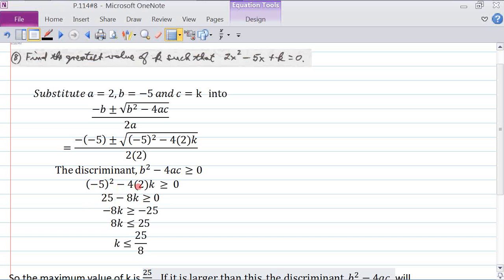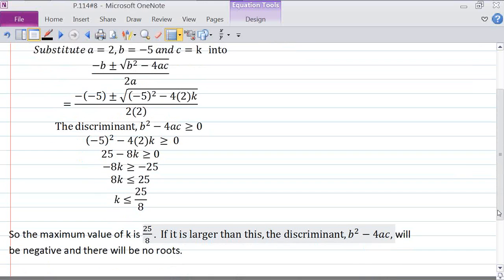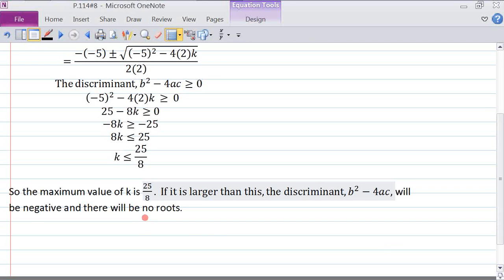I transpose the 25 from the left to the right. And now multiply both sides by minus 1. If I multiply both sides by minus 1, I get 8k less than or equal to 25, because when I multiply this by minus 1, the direction of the inequality changes. And if I divide this by 8 and this by 8, k must be less than or equal to 25 over 8. So the maximum value of k is 25 over 8.